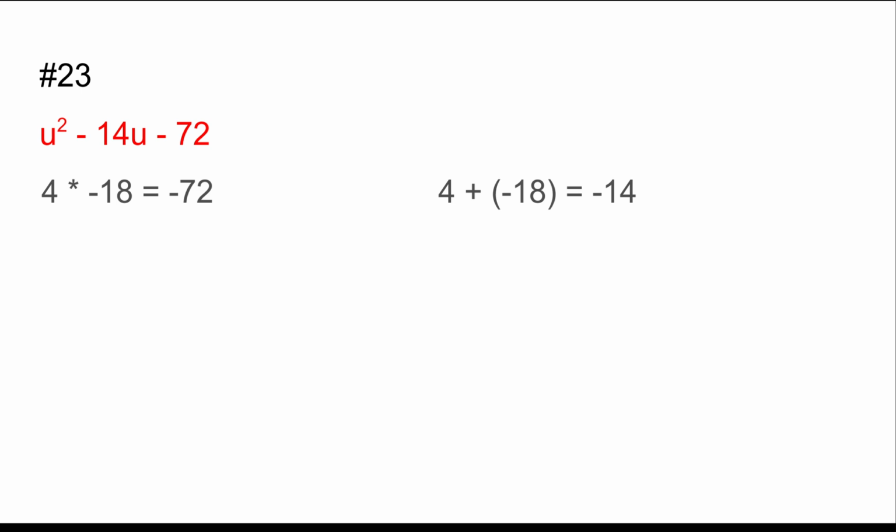So like 9, so 18. 72 divided by 18, you just keep playing with it. You know it's an even number. And so if you don't know these right off the bat, that's okay. You may use your calculator to kind of guess and check what the multiples could possibly be. Okay, so 4 plus negative 18 equals negative 14. So our two factors are u minus 18 times u plus 4.